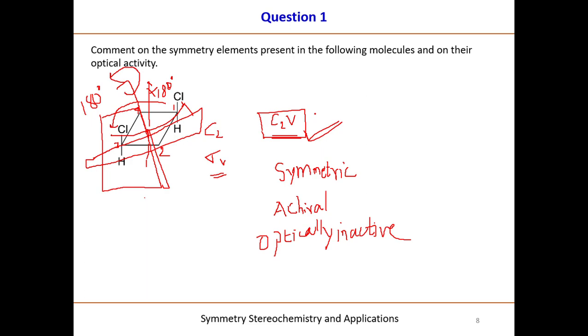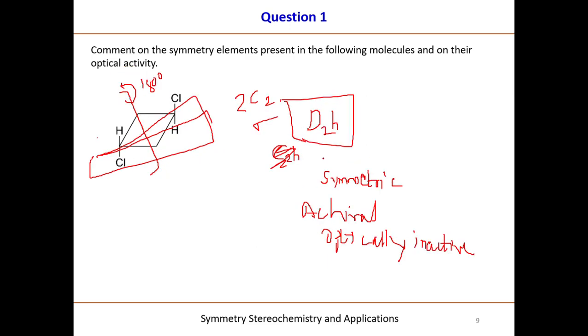So we have done the other example with 1,3-dichlorocyclobutane. In the previous case we were observing the substituents present at the 1,2 position, but in this case we have 1,3 substituted cyclobutane. Because of this, we observe that the C2 axis of rotation was present along with the vertical plane of symmetry. So because of the vertical plane of symmetry present in this molecule, we got the point group C2v, and because the plane of symmetry was present, the molecule became symmetric, and because of symmetry, the molecule is achiral and shows optical inactivity. So the molecule was optically inactive.